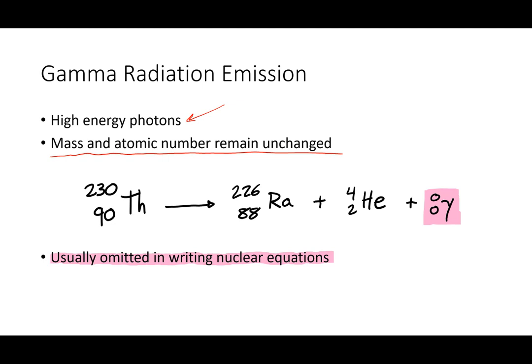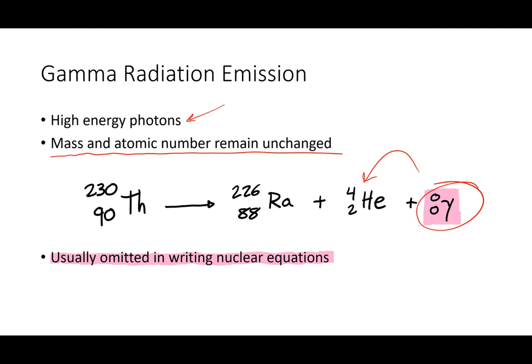Gamma radiation is typically accompanying other types of radiation. So what we have here is gamma radiation accompanying alpha decay. So we have thorium-230 that decays into radium-226 by emitting an alpha particle and a gamma ray. Okay, this is usually omitted in writing nuclear equations because it doesn't change anything. However, for the sake of learning this, we need to include it here.